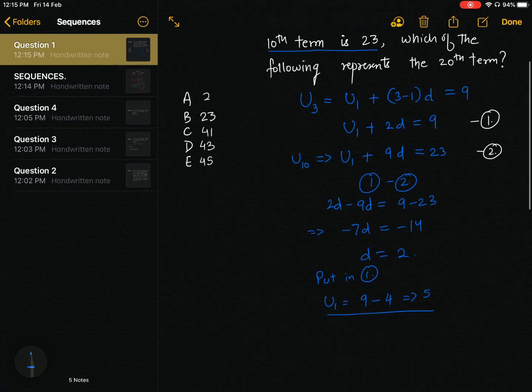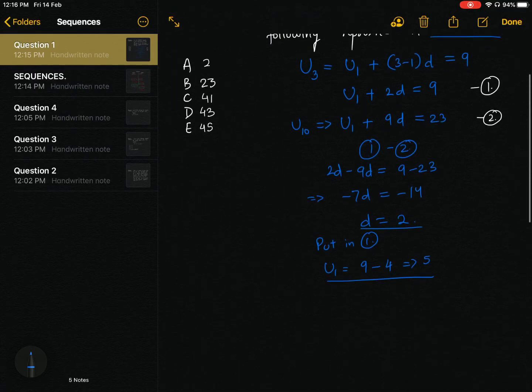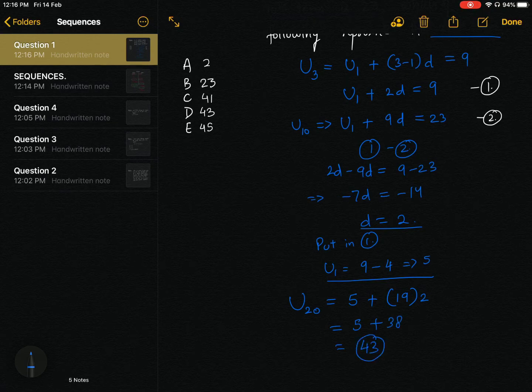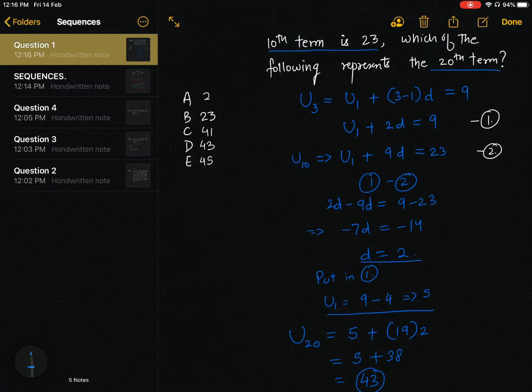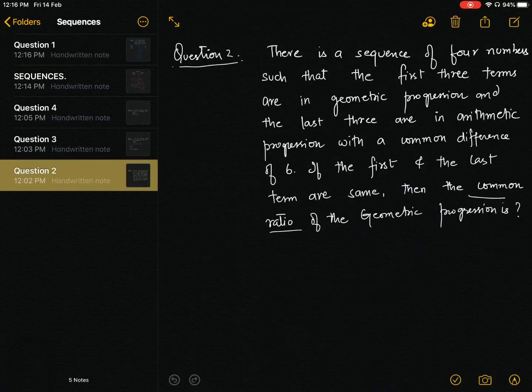I have u1, I have d. So in order to get to the 20th term, I'll use the formula again. u20 will be first term 5 plus 20 minus 1, which is 19, times d. Now that is going to be 5 plus 38, which becomes 43. Now that becomes our answer, so I can choose this answer. Let's move on to the next one, question number 2.